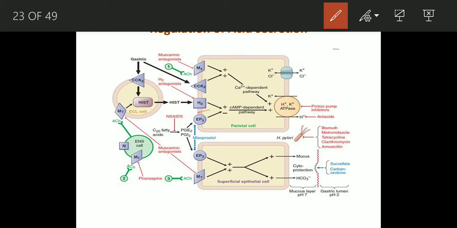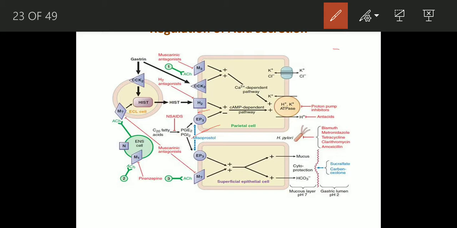Along with these three types of receptors on the parietal cells, we have one more receptor, that is the EP3 receptor. These EP3 receptors are the receptors for prostaglandin E2 as well as prostaglandin I2. Activation of these receptors is responsible for inhibiting the cyclic AMP pathway. The other three receptors lead to activation of the proton pump, but EP3 activation leads to inhibition of the proton pump.